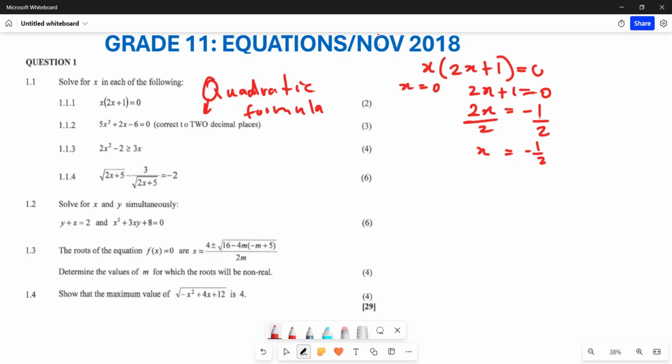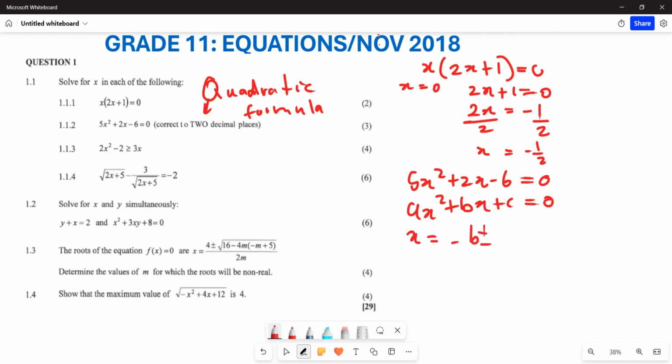Here, this is given by 5x² + 2x - 6 = 0, and remember, this is going to be a quadratic equation. This is the same as ax² + bx + c = 0, which means when you're using your quadratic formula, x = (-b ± √(b² - 4ac)) / 2a.